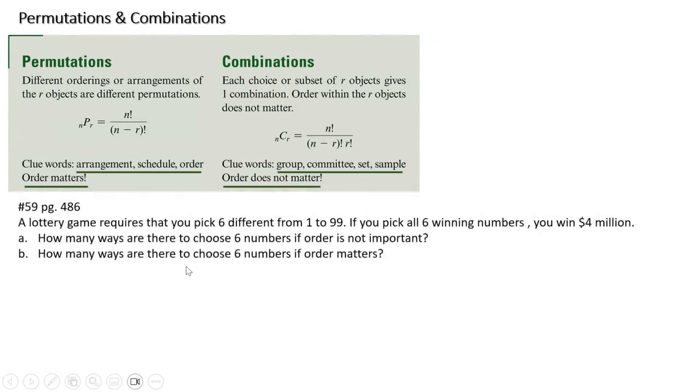Now, this is number 59 from page 486. It says a lottery game requires that you pick six different numbers. I forgot to put numbers here. 6 different numbers from 1 to 99. If you pick all winning numbers, you win 4 million. For part A, how many ways are there to choose six numbers if order is not important? So remember, order is not important. It's going to be combination.